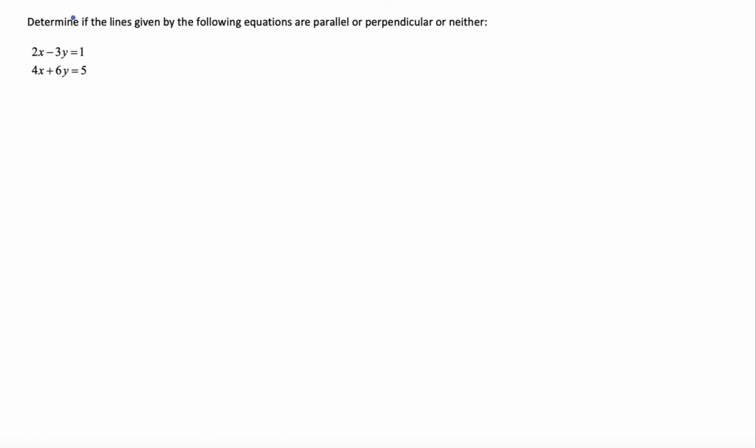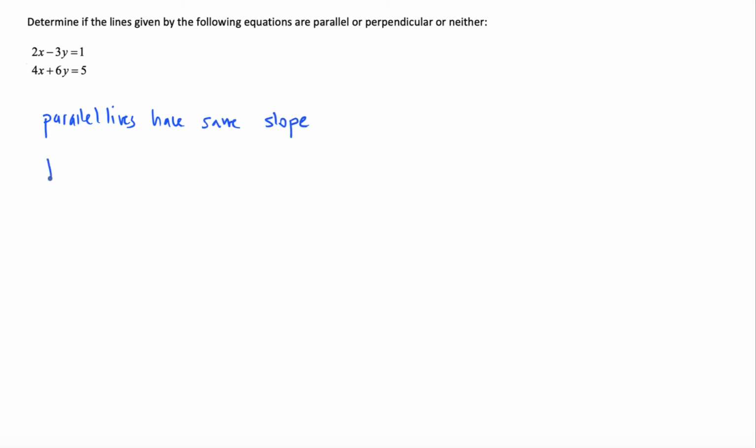Determine if the lines given by the following equations are parallel or perpendicular or neither. Okay, so before we actually go into anything, let's talk about how to know if lines are parallel or perpendicular or not. Parallel lines have the same slope, the same exact number. So the slopes should be the same.